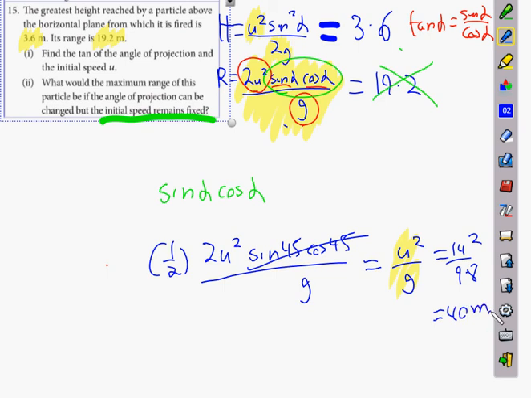Alright? Will somebody just remind me of these two formulas now in a minute, because we're going to use them on 16 as well. Okay?